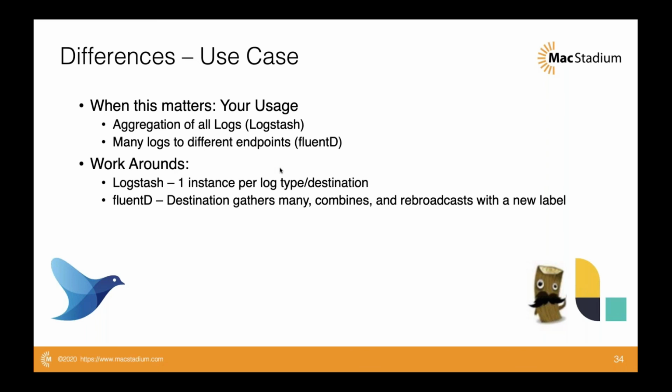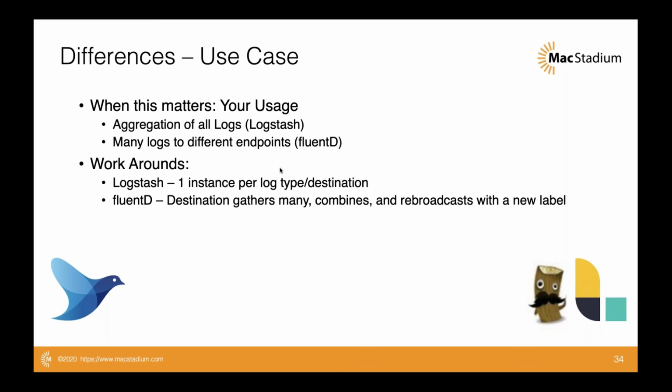Each of them has one use case which it does better than the other. Logstash aggregates multiple logs better. fluentD ships many logs to many endpoints better. And that's a design choice by the two organizations. Pretty much the workarounds are really comparable. With Logstash, you want to have one instance per destination or type of log. And really, it's log type.